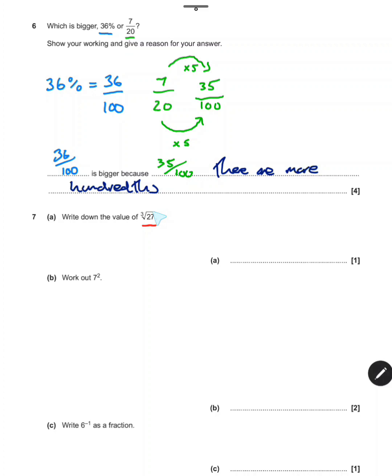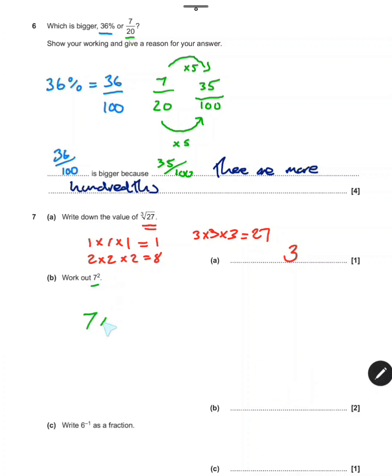Well, this is the cube root of 27. So we're looking for something, when you times itself 3 times, comes to 27. 1 times 1 times 1 is 1. 2 times 2 is 4. Times 2 again is 8. 3 times 3 is 9. Times 3 again is 27. So the answer to this, the cube root of 27, is just 3.